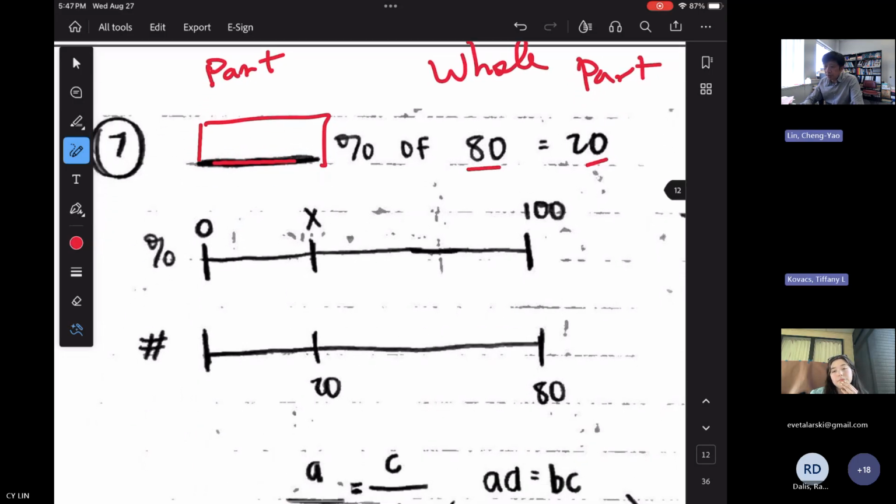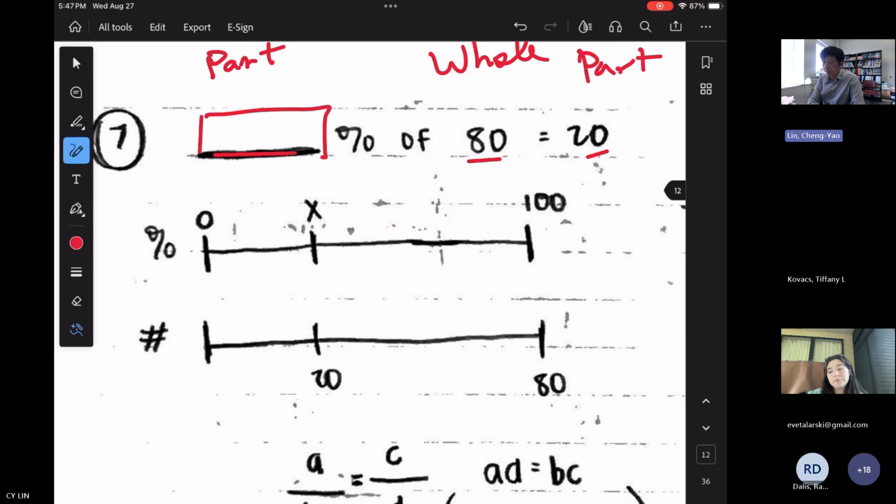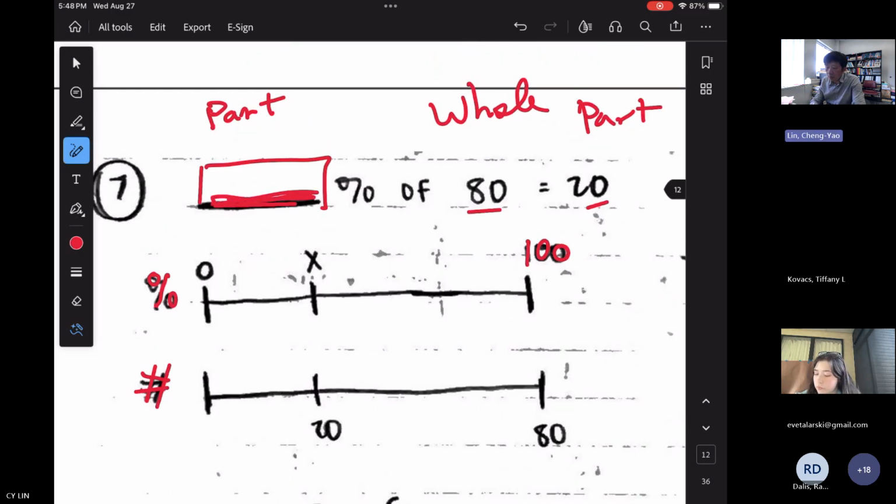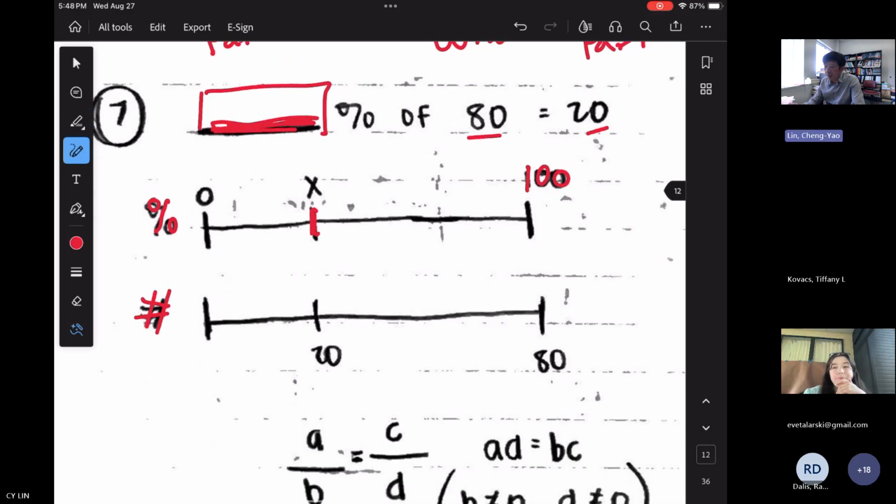So now, this is a picture I will show to you. This is called the segment method. The segment method will really help students because they have a visual representation. So we put whatever percent here, and whatever number on this line. 100% is the whole, right? And this one is unknown, we don't know, so we put x here. Now 80 is the whole.